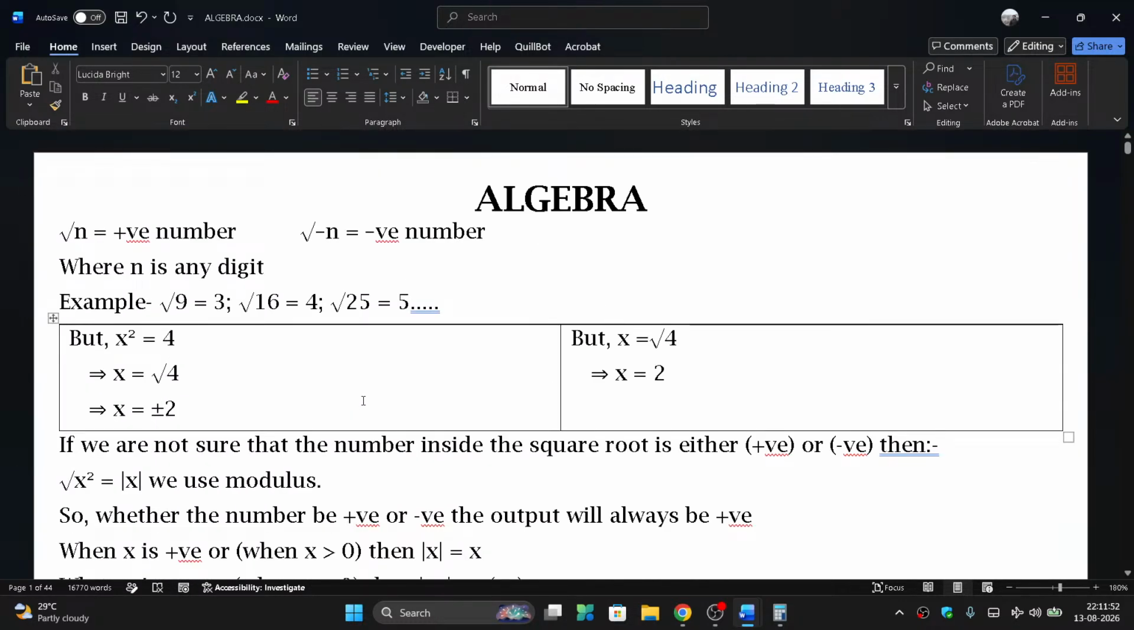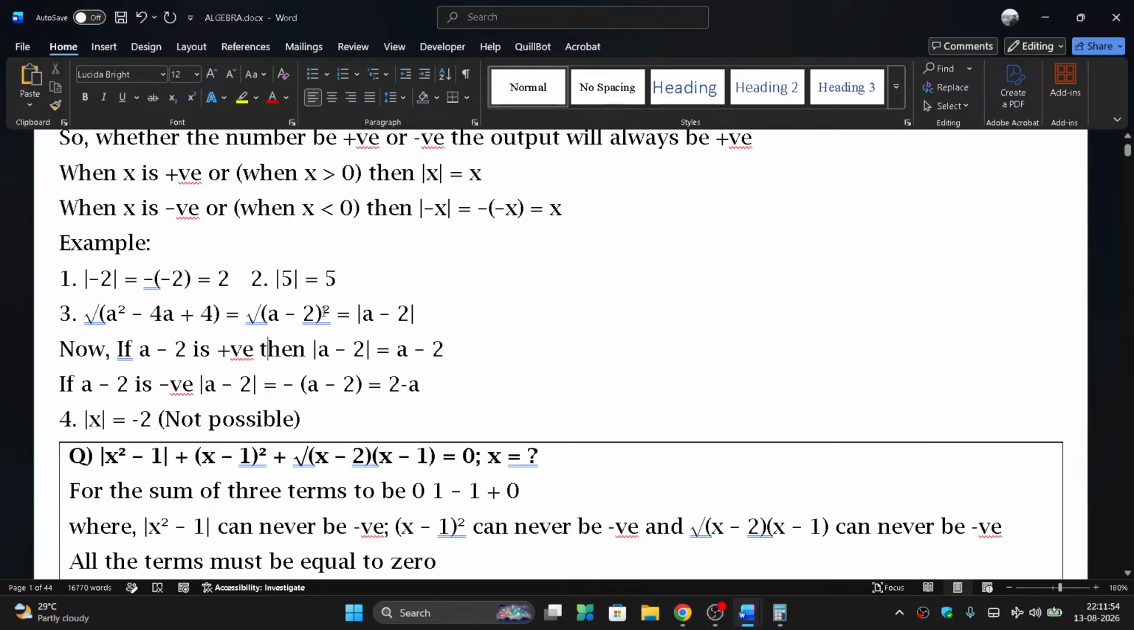We already know that if there is a perfect square under the square root, here a minus 2 is a perfect square, but we don't know whether a minus 2 is negative or positive. If a minus 2 is positive, then the root is straightforward a minus 2. But if a minus 2 is negative, then it will be minus of a minus 2, and this will be minus a plus 2. So for that reason the plus 2 has come forward, and minus a has gone backwards.